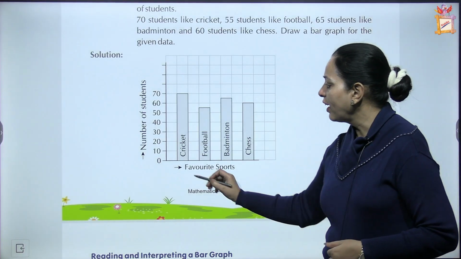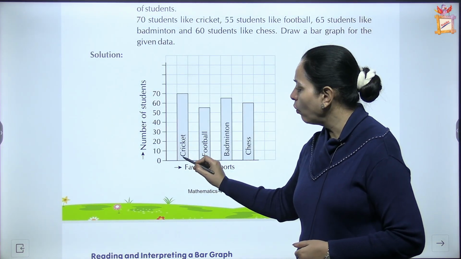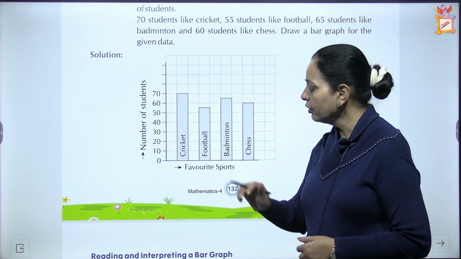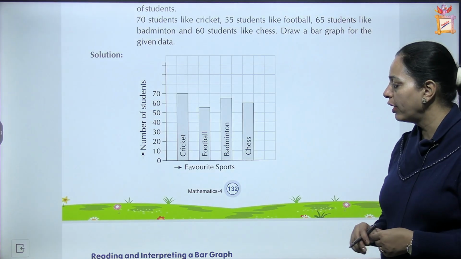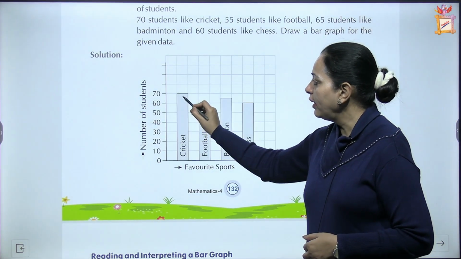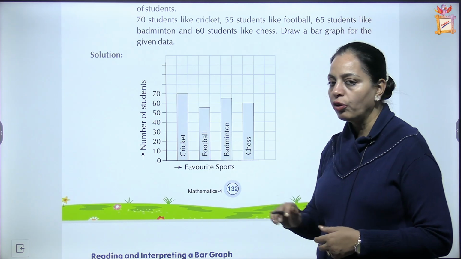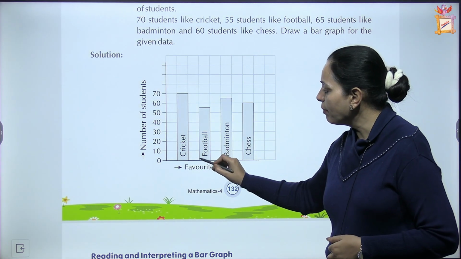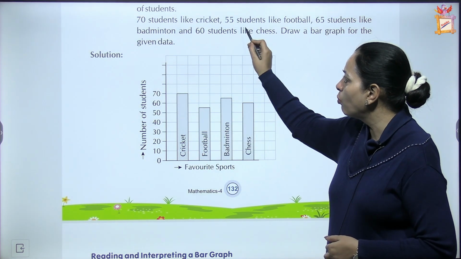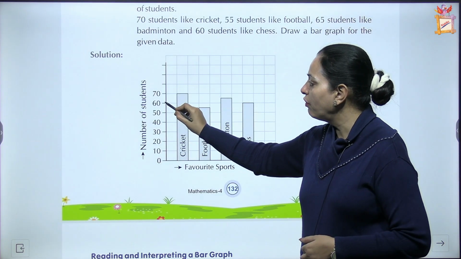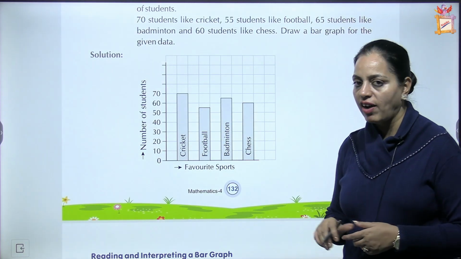तो हम क्या करेंगे, गैप छोड़ेंगे और यहाँ पर एक बार यानी रेक्टेंगल ड्रॉ करेंगे until 70. So this is the bar for cricket. Now leave the same gap. Now the next is football, 55. So between 50 and 60, 55.